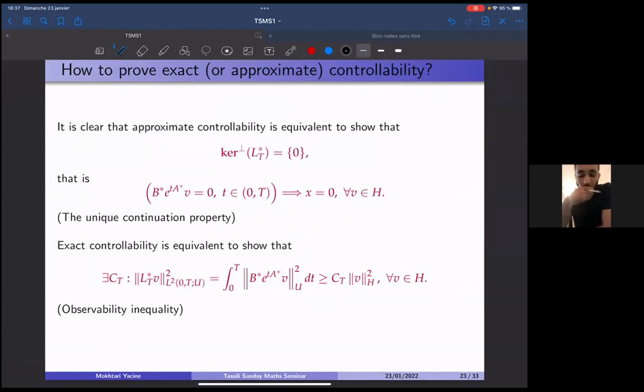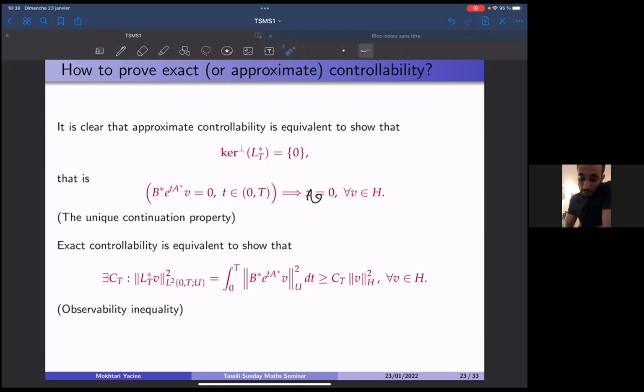So in general, how do we prove controllability or approximate controllability for infinite dimensional systems? For the approximate one, we have seen that we just have to make sure that the kernel of the adjoint operator equals 0, and this can be written as the following: the adjoint of LT applied to x equals 0 for any t implies that x equals 0. This means that the kernel of the adjoint of LT equals 0. Sorry, I think that there is no orthogonal here. And this property is called the unique continuation property. If our observation equals 0, that entails that the initial state, sorry, this v, it's missing, this v, sorry, is 0.